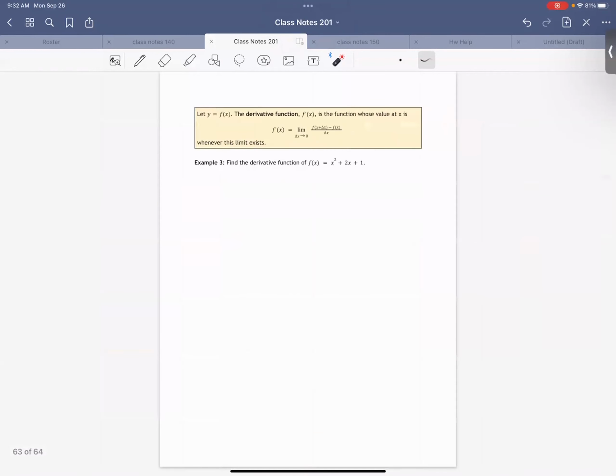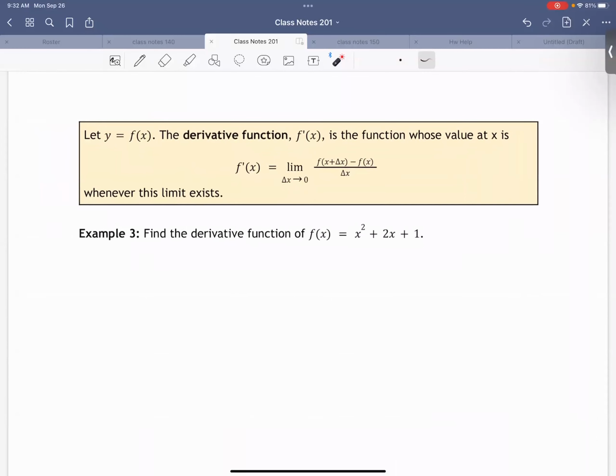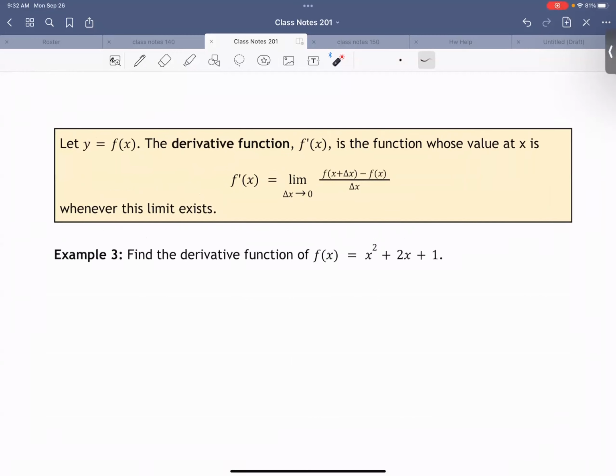All right, let's flip our page to example number 3. Example number 3 is talking about something a little bit different. We talked about a derivative of a function at a specific point. Now we're going to talk about this thing called the derivative function itself. Sometimes we're not really interested in the derivative at any specific point, but we want to find the derivative at any point.